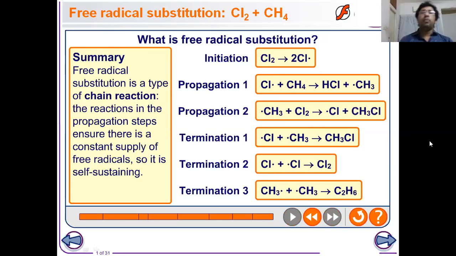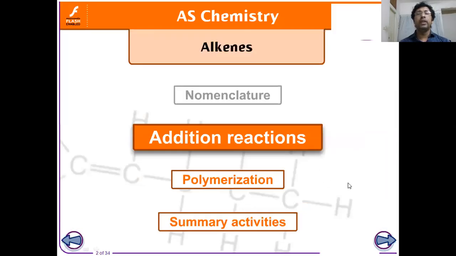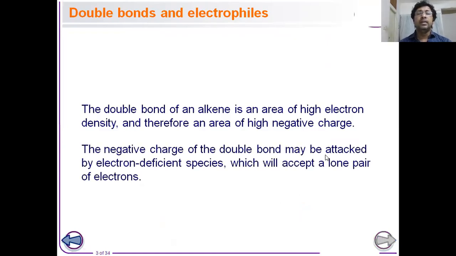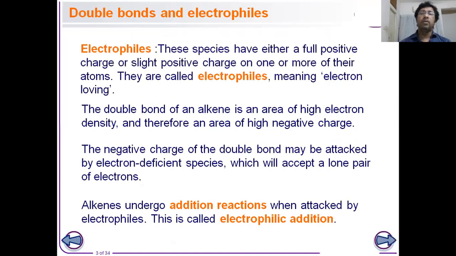Okay, I hope students you have understood the free radical substitution mechanism. Our next mechanism will be electrophilic addition, and that electrophilic addition reaction will be performed by alkenes. First, we need to know what electrophiles are. Electrophiles are those species which have a deficiency of electrons.